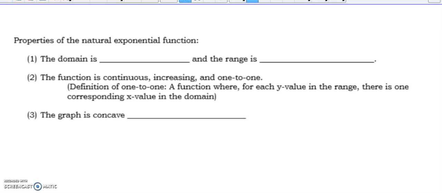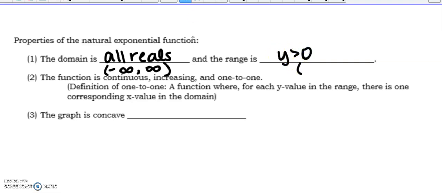All right, properties of the natural exponential function. The domain this time is going to be, I'll keep it consistent with video 1, all real numbers, which would be -infinity to infinity. And this time our range is that y has to be greater than 0, so 0 to infinity. Again, notice that's switching, interchanging the domain and range from our natural log function.